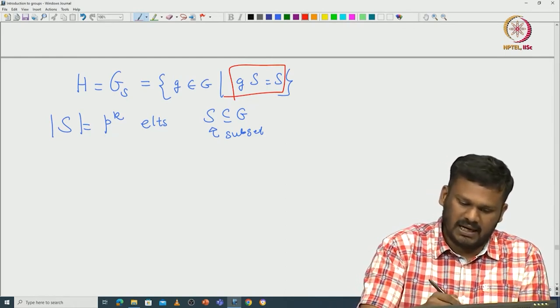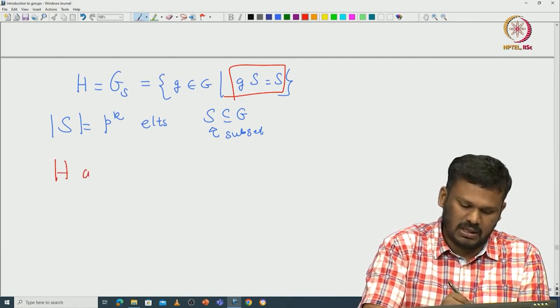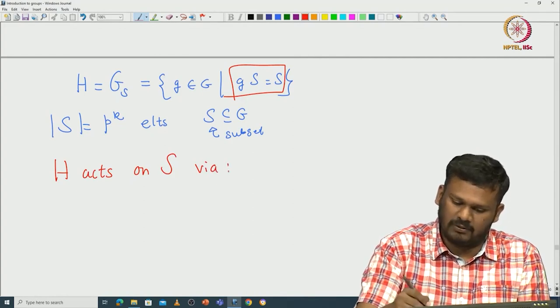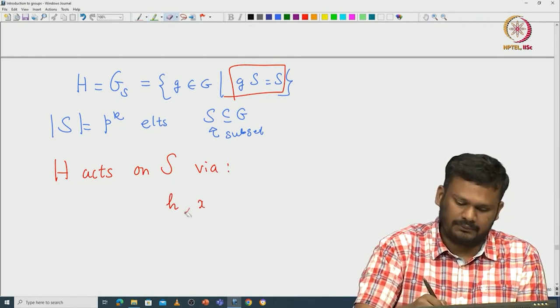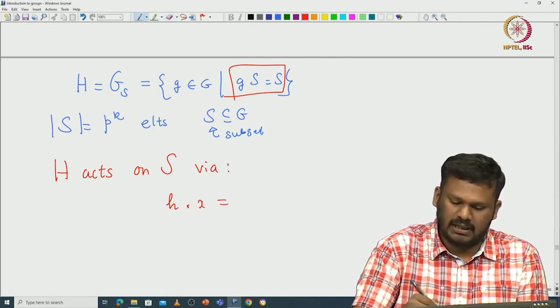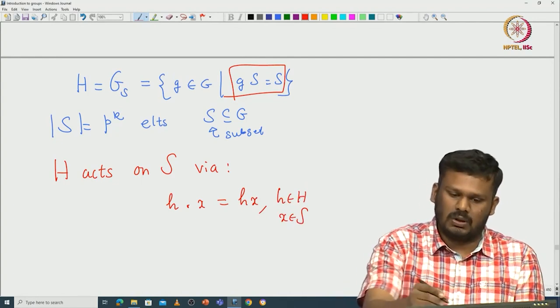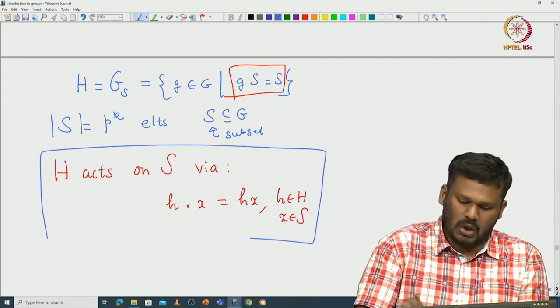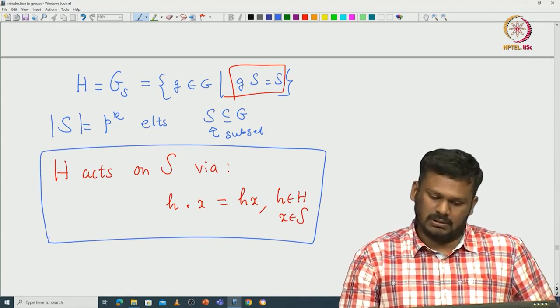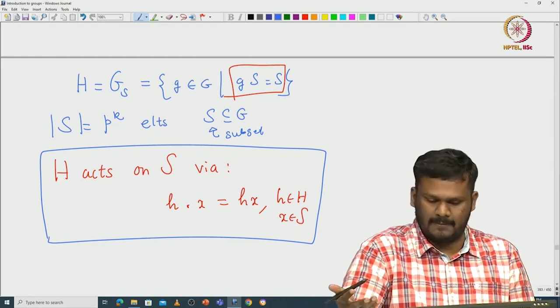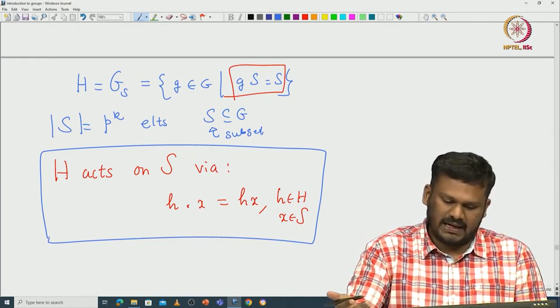That means we have the following action. H naturally acts on capital S via left multiplication again. You take h and then you take x, and you say that h·x is just hx, for h in H and x in capital S. This gives you a new action of H on S. Since it is again left multiplication, it is easy to verify this is an action. So now H is acting on S.